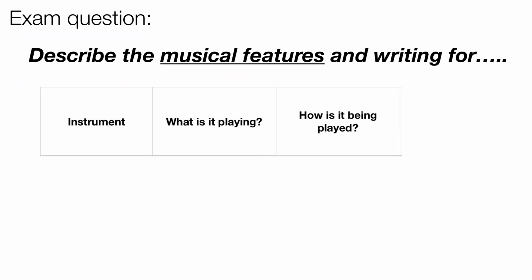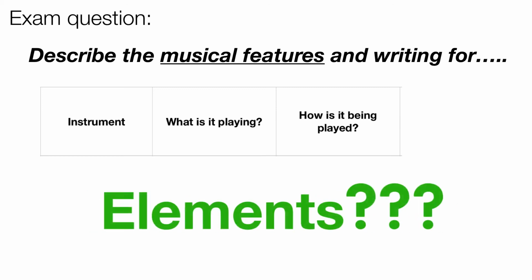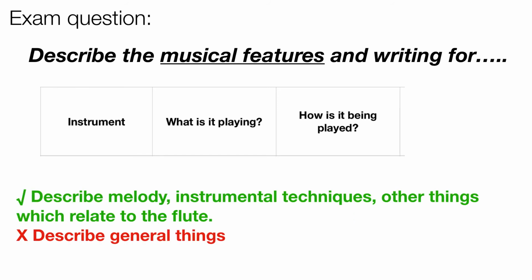So this is our exam question. Describe the musical features and writing for, and we know what order we want those to be in. So when our brain does this, which musical element should I mention? You just need to remember it has to relate to the part, the instrument that you're being asked to listen to. And don't just describe general things, unless the question asks you to describe general things.